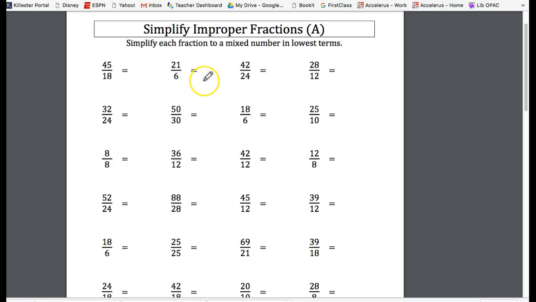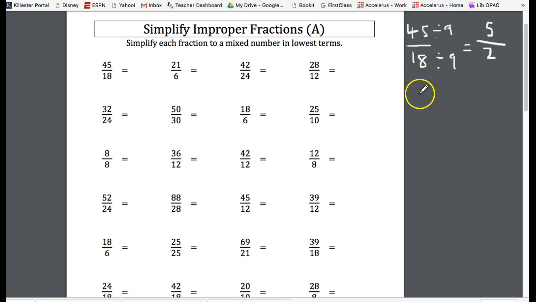Okay, so 45 over 18. The highest common factor going into 45 and 18 is 9. So I divide both the numerator and the denominator by 9. 45 divided by 9 is 5, and then 18 divided by 9 is 2. So what I've effectively done is change 45 over 18 to 5 over 2. Do you know what that line is called? It's called a vinculum. Learn something new every day.